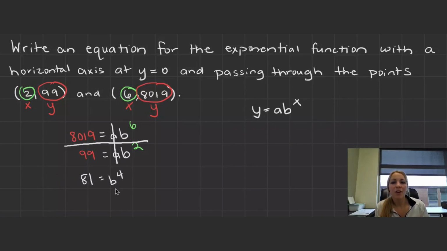So to solve for b here, I'm one step away. To undo the 4th in the exponent, I'm going to take the 4th root. So the 4th root undoes the 4, so b is equal to 3.